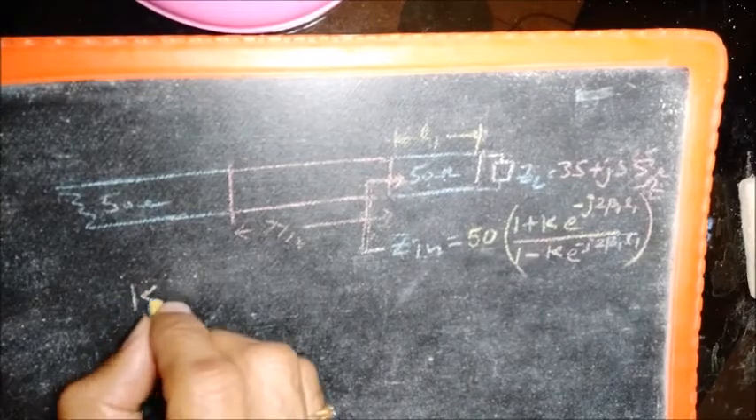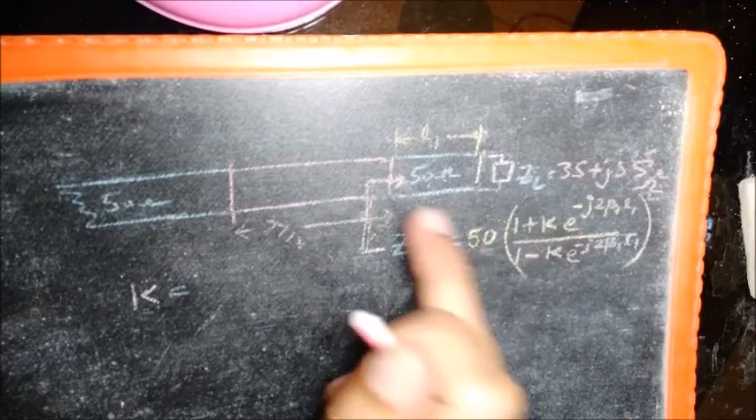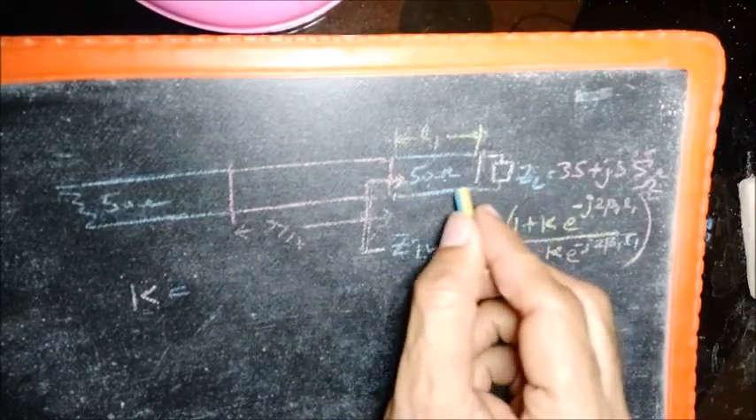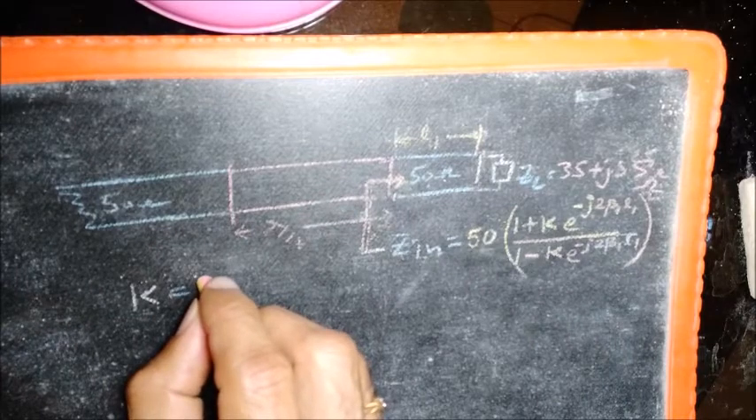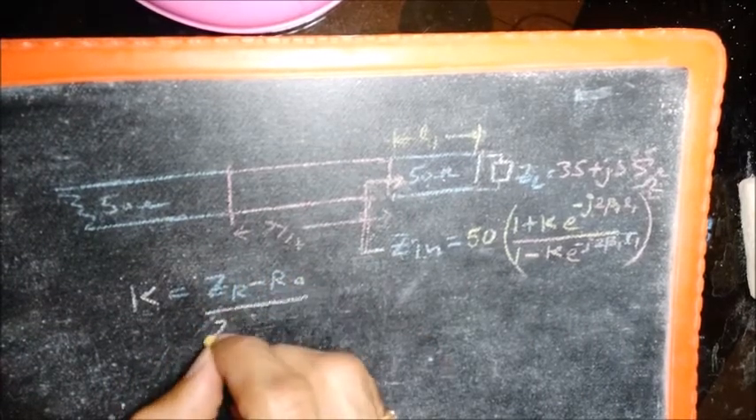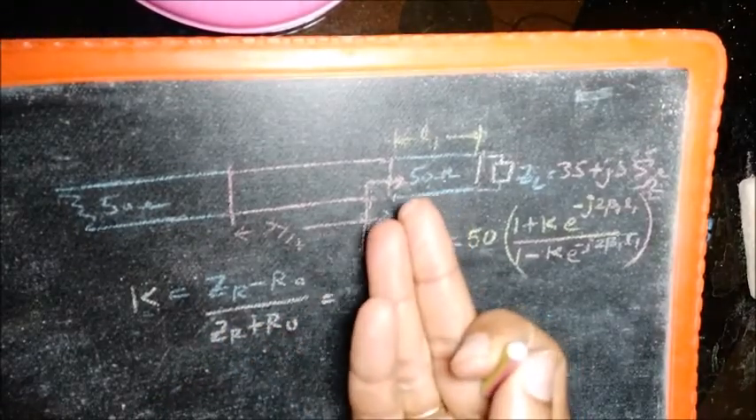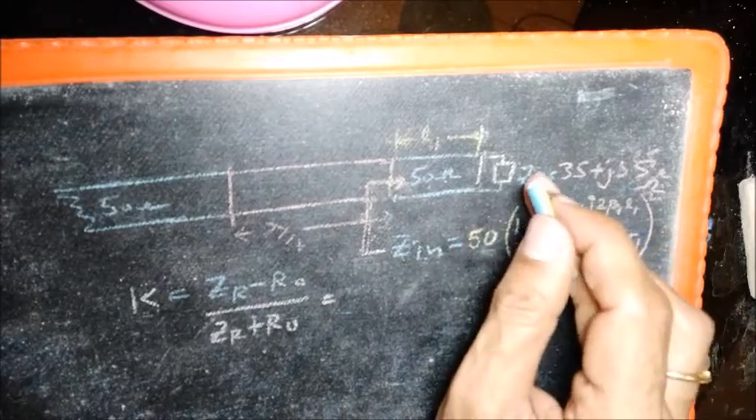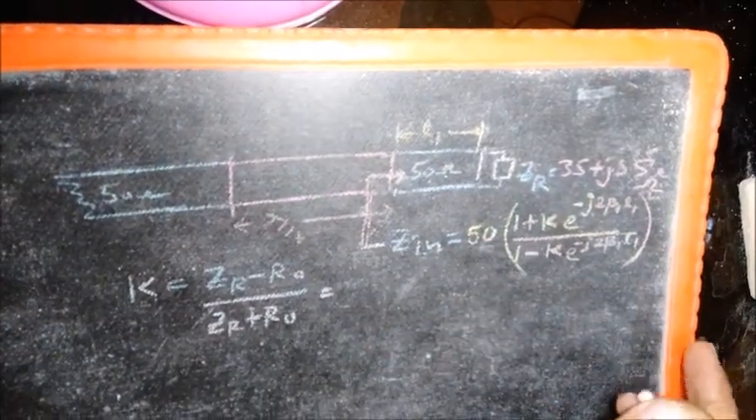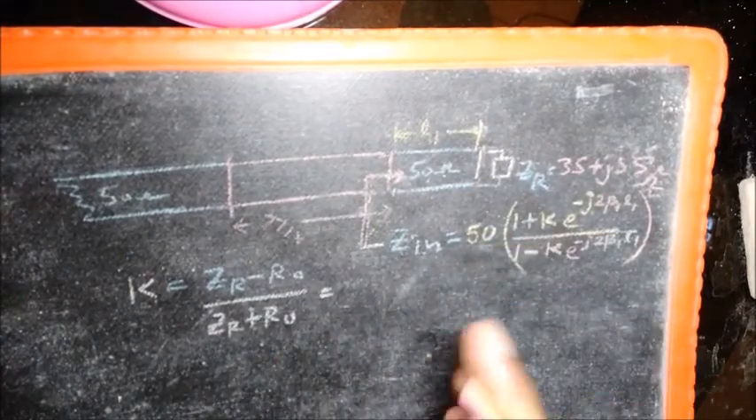Now K, we need to know K. This K here is the reflection coefficient from here, and that will be equal to ZR minus R naught divided by ZR plus R naught. In our case, ZR is the load impedance. I'm sorry, I wrote it as ZL, I think it must be ZR, because that is the notation we have been using. Anyway, it doesn't matter whether you write L or R, as long as you know that it is the load impedance.